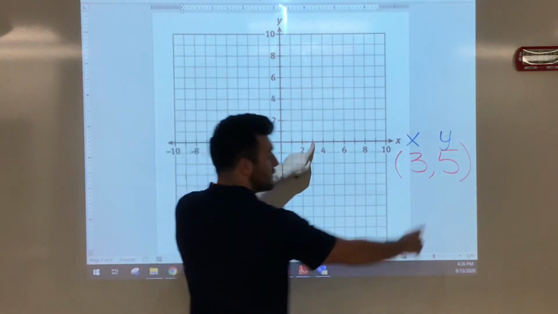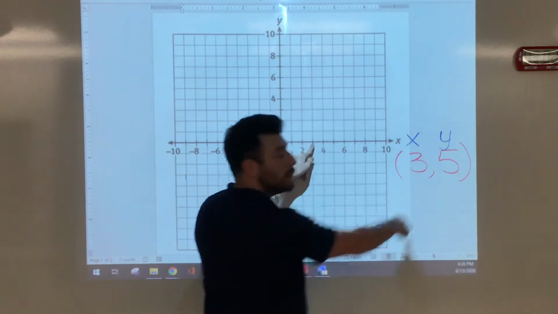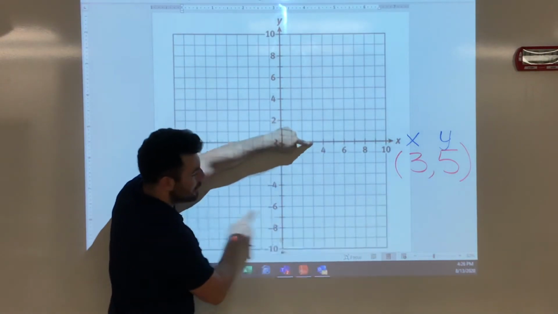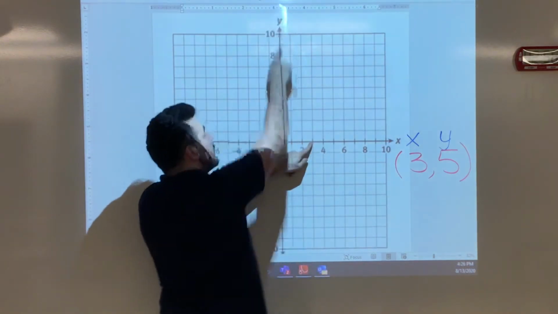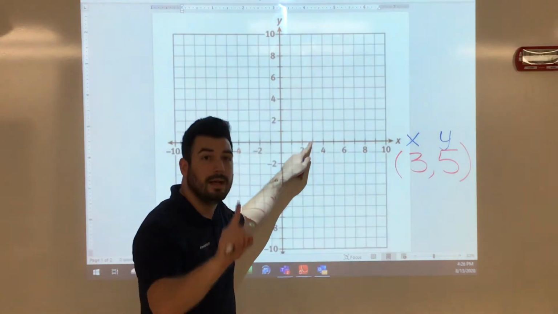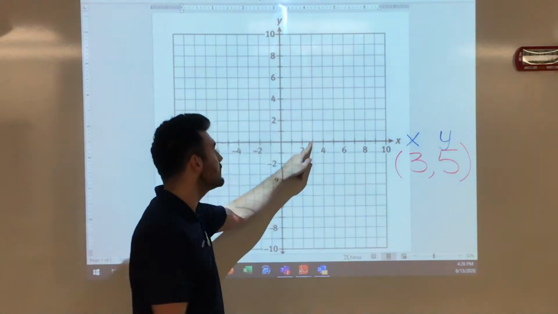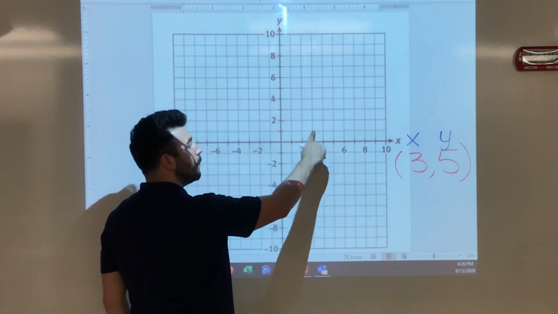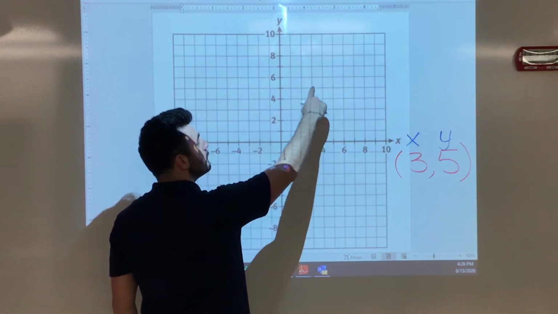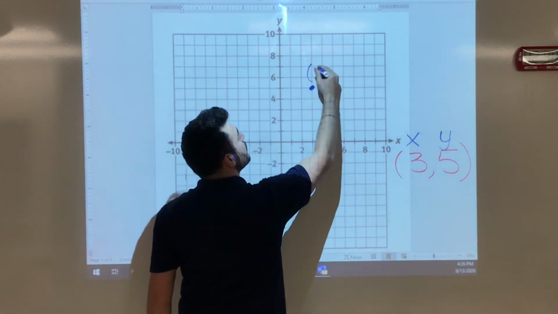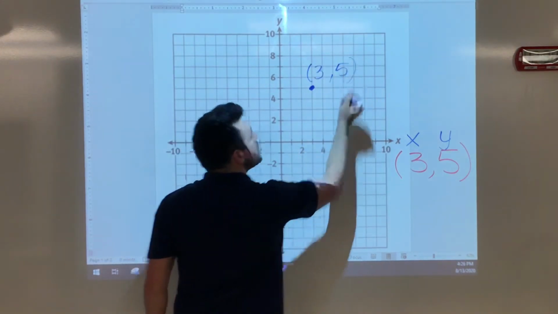What I'm going to do next is I want to move 5 in the y direction. Keep in mind, these are all the negative y values. Here are all the positive y values. So since this is a positive 5, I want to move up to get to positives. So I'm going to count from here, 1, 2, 3, 4, 5. And I can label that point as 3, 5.